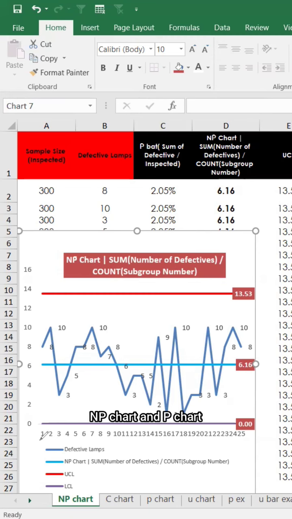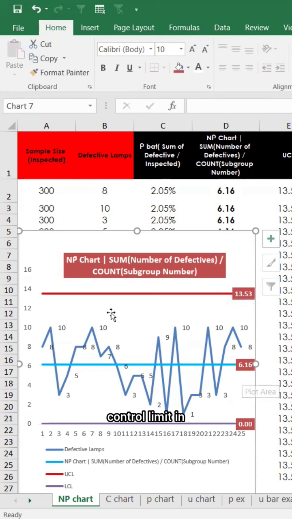So the NP chart and the P chart, where P stands for proportion chart, can be used interchangeably for these two conditions: one where you have defectives, and one where you have an attribute or discrete data set. So when you say control chart, it has control limits, right?